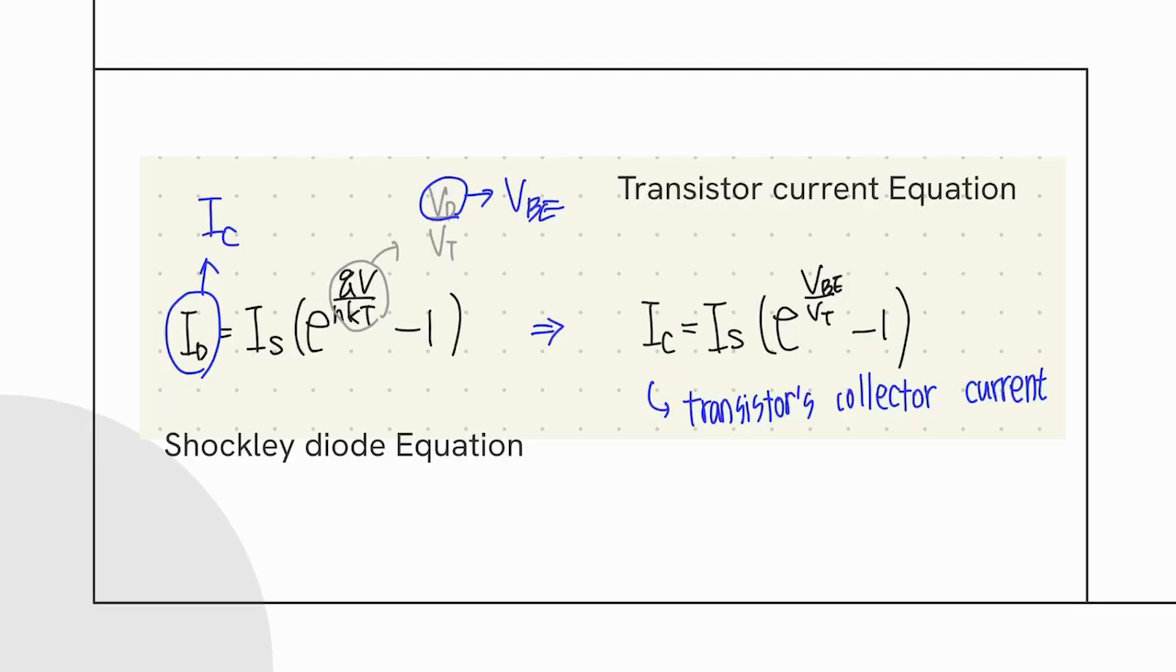It can be thought of by replacing the diode current with ID, the current flowing through the collector of the transistor, and replacing the diode voltage VD with the voltage between the base and emitter of the transistor. Now, I'm going to introduce this formula.